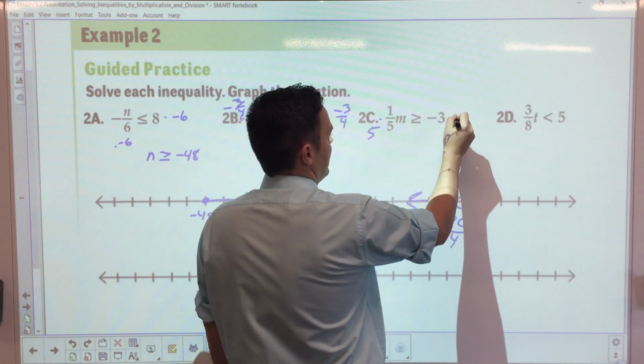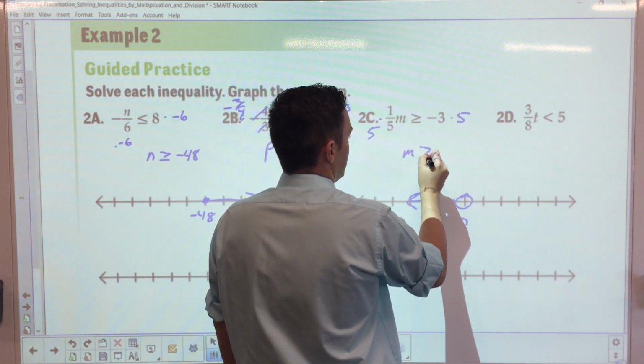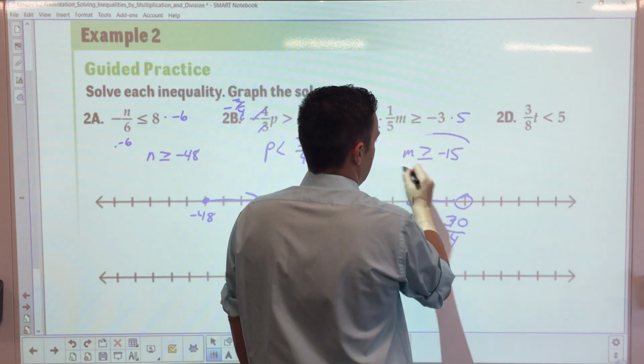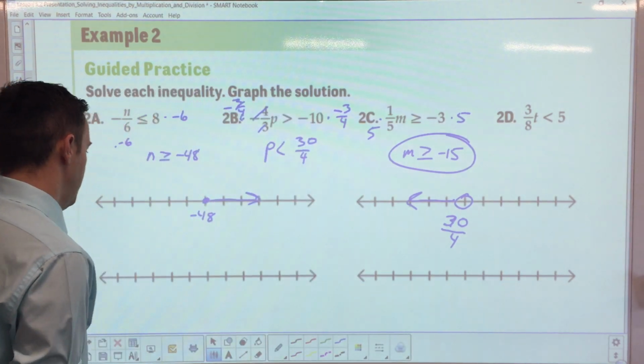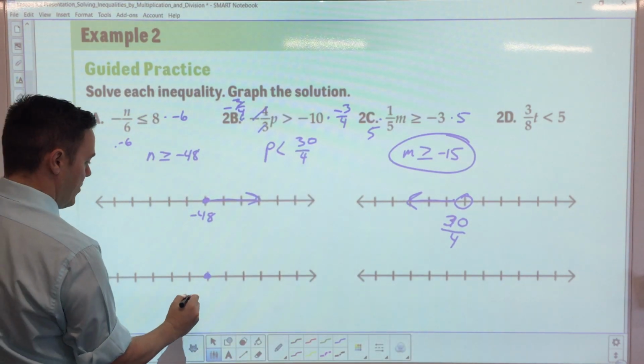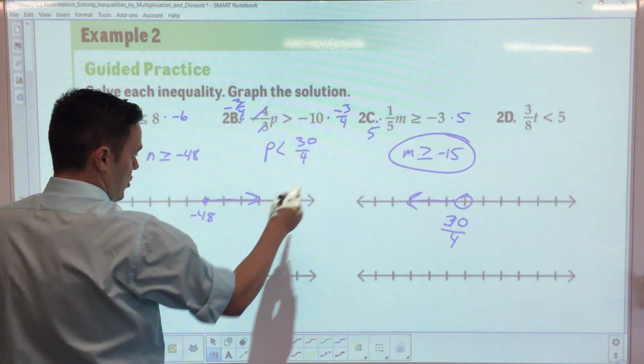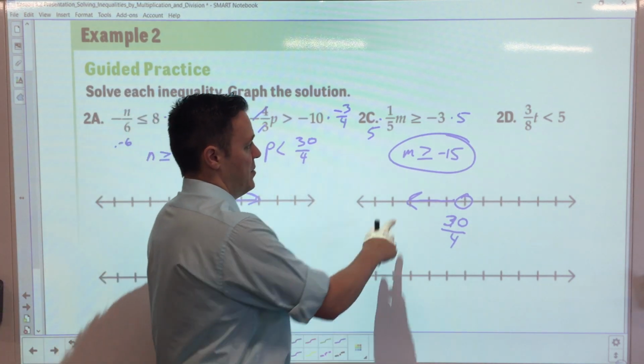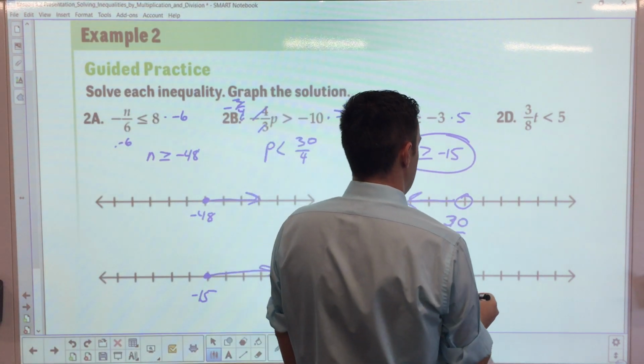Multiply both sides by 5 on this one. Since it's multiplying by a positive, do you switch the sign? No, you do not. So that would be negative 15. You drop it right here, and it's greater than. So I know it's going that way. If I put a 0 in there, that makes it a true statement.